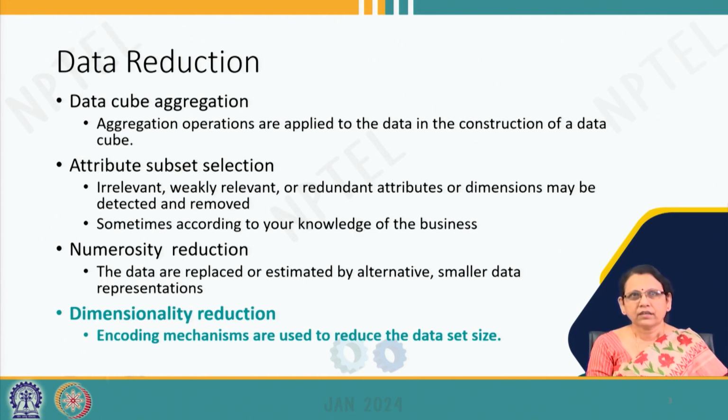So, as we discussed in the last class, data reduction has many aspects: data cube aggregation, attribute subset selection, numerosity reduction and dimensionality reduction. In case of dimensionality reduction, some encoding mechanism is to be decided to reduce the data set size, and this has to be done in an automated manner.